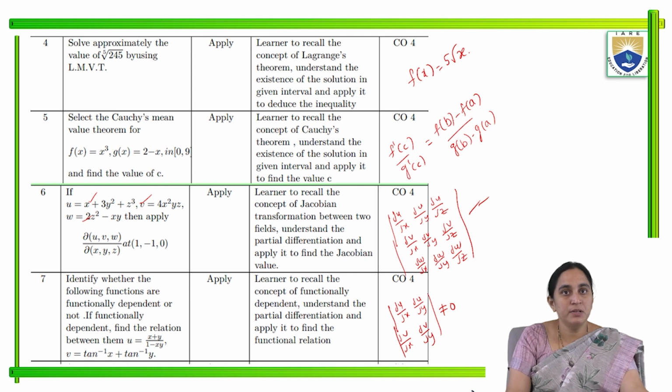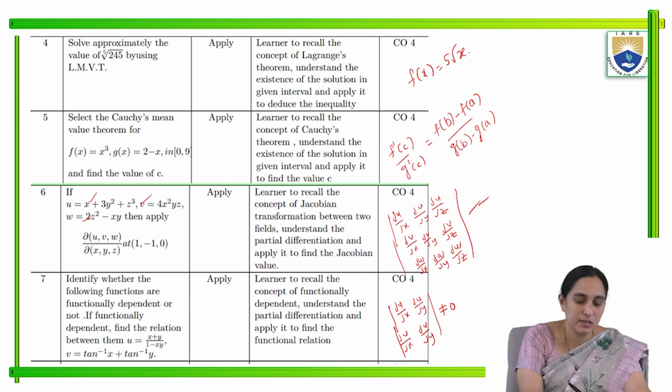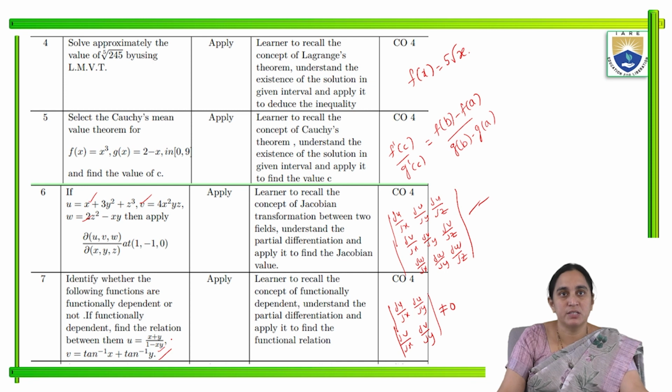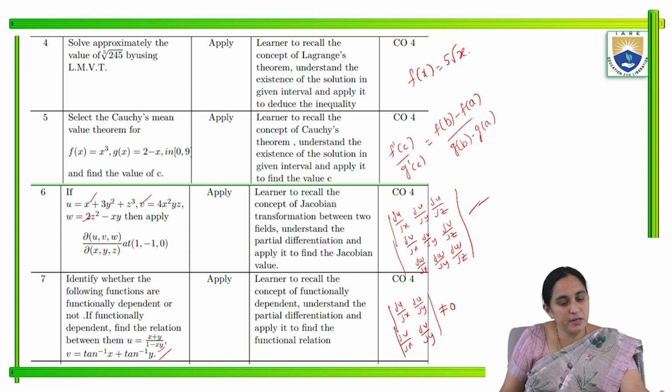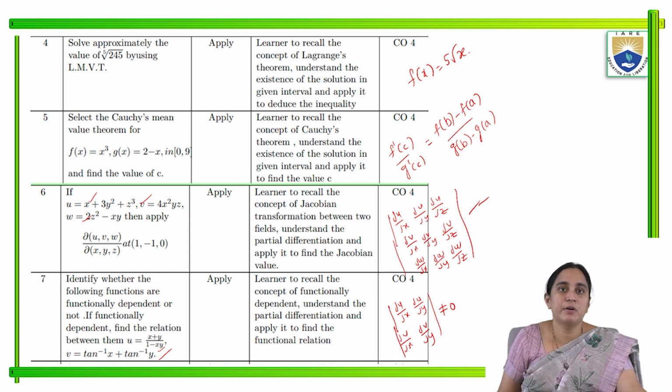If it is independent, there is no relation. First we have to verify whether the functions are independent or dependent. If it is dependent, then definitely the two functions are in some relation, and we have to find that relation also. Here, if the functions are dependent, we have to find the relation of the two functions. That is the concept of the seventh one.